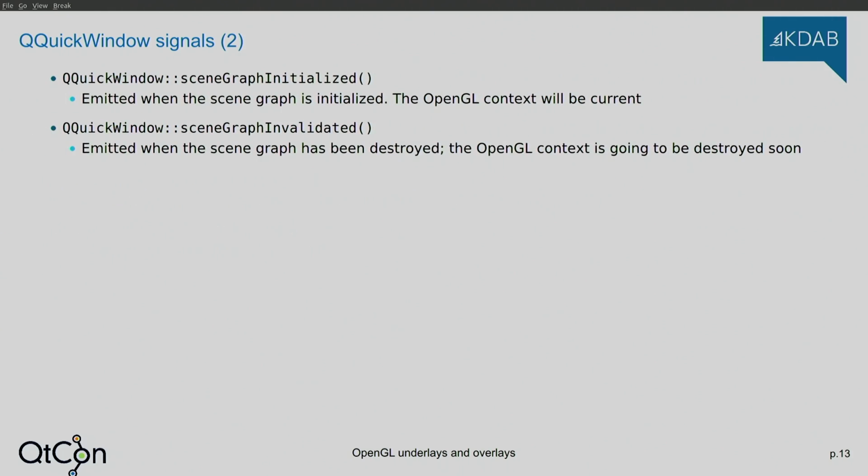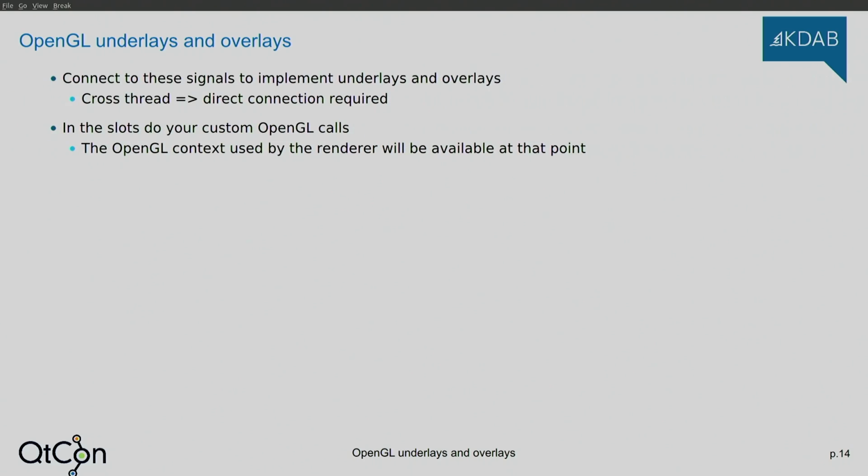Now, there are also extra signals, such as SynGraph initialized and SynGraph invalidated. We can use these ones to know when the SynGraph and the OpenGL context are current, or when the OpenGL context is going away. And yes, this is the theory. We just connect to these signals and do our own stuff.